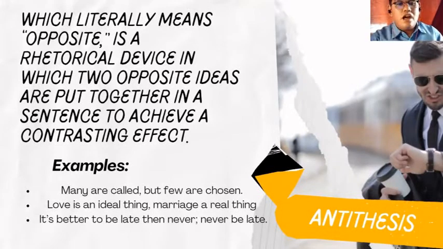Next, love is an ideal thing, marriage, a real thing. So yung opposite words dyan is the ideal and the real. Ulitin ko, opposite words sila, pero nasa isang sentence. It's better to be late than never, or never be late. Opposite ulit siya, pero still nasa isang sentence sila. Okay?